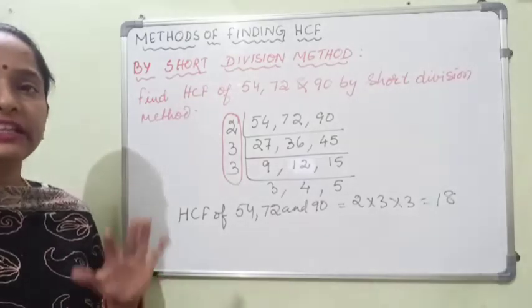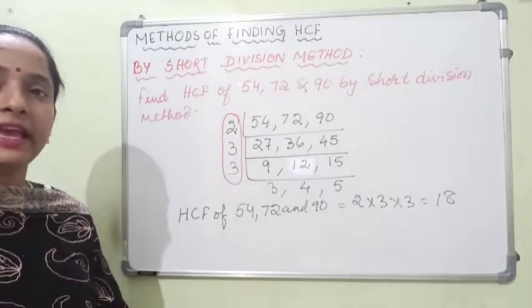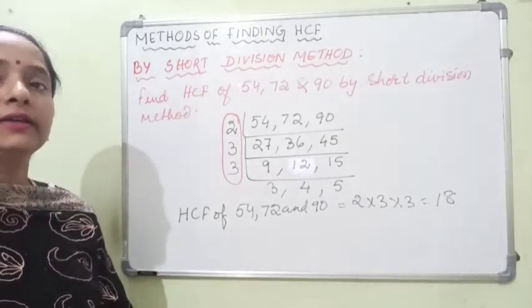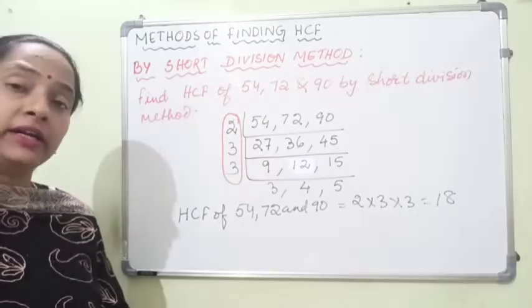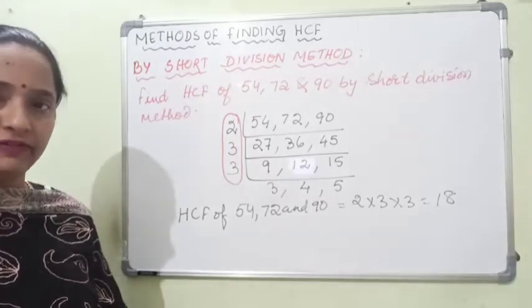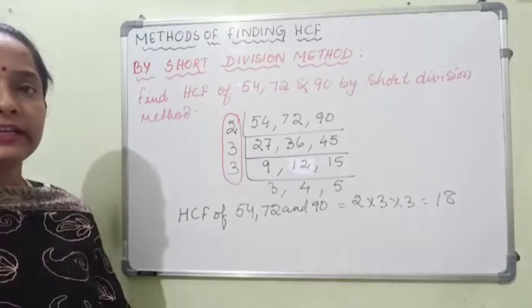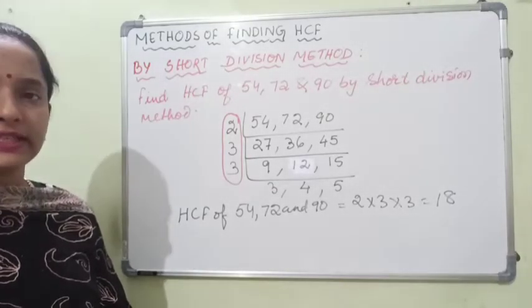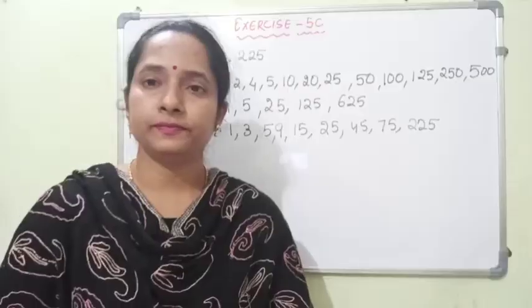Understood? So children, these are the 4 methods that can be used to find the highest common factor of any given numbers. So now let us discuss a few sums from exercise 5.